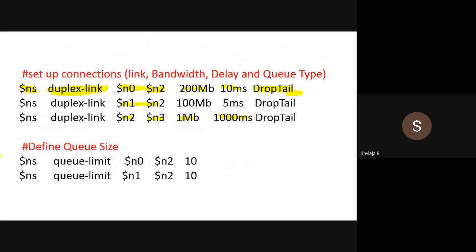That is, define queue size. For that, we have a function called queue-limit, a function in our simulator class. Between n0 and n2, we are writing that it can hold a maximum of 10 packets. Then we write queue-limit from node 1 to node 2. That is, for both the sending machines to the intermediate node, we are defining the queue size. So this is about define queue size.